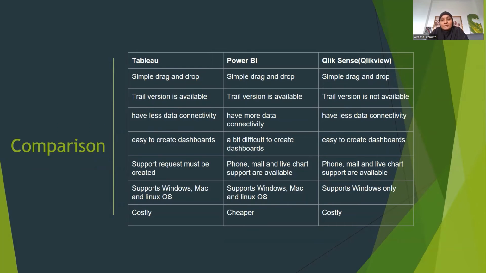Speaking about connectivity, Power BI has more connectivity compared to the other tools. Tableau can't connect to e-commerce websites, and it's the same case with Qlik Sense, it can't connect to e-commerce websites. Power BI can connect to almost not every website, but it has a wider connectivity reach compared to the other tools.